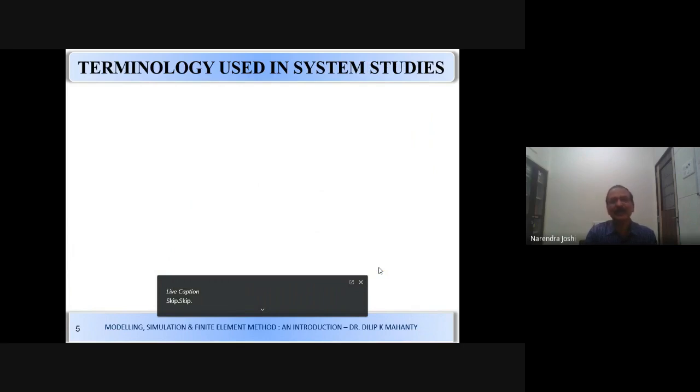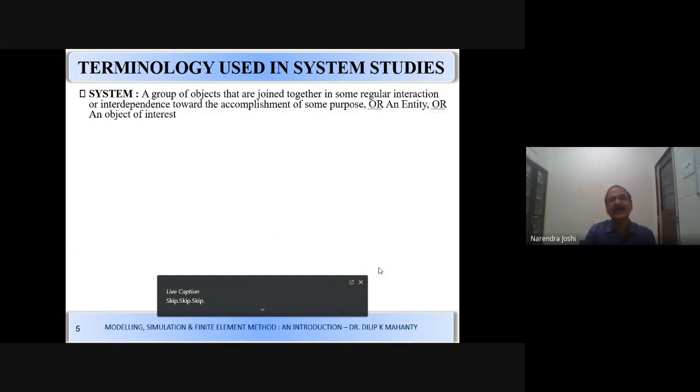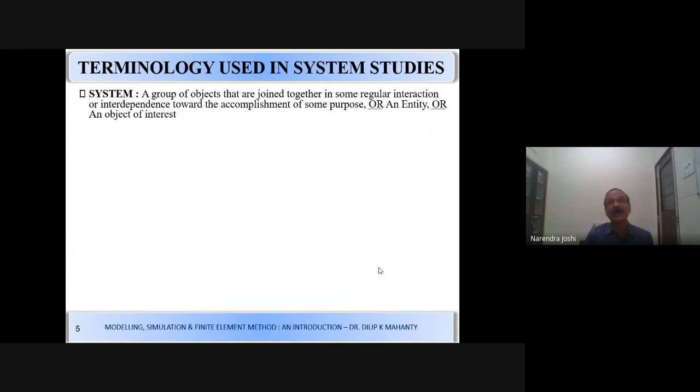Some basic terminologies you come across when you start studying modeling and simulation as an advanced course later on: a system is a group of objects joined together in some regular interaction or interdependence toward the accomplishment of some purpose, or an entity or object of interest. It's not only in the engineering area. If you look at banking systems or other social systems, there's a regular interaction and interdependence with each other, and you get an output.